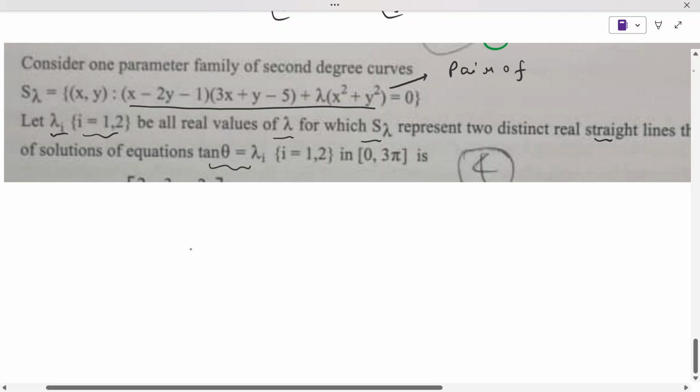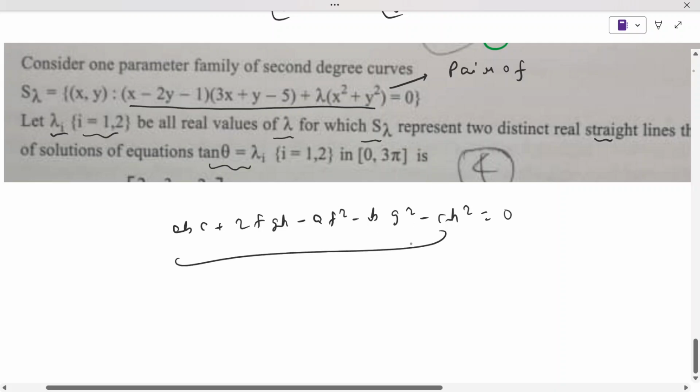What is the condition? For a pair of straight lines, the condition is abc plus 2fgh minus af square minus bg square minus ch square equal to 0. You know this condition. The pair of straight lines represents a degenerate second degree curve.